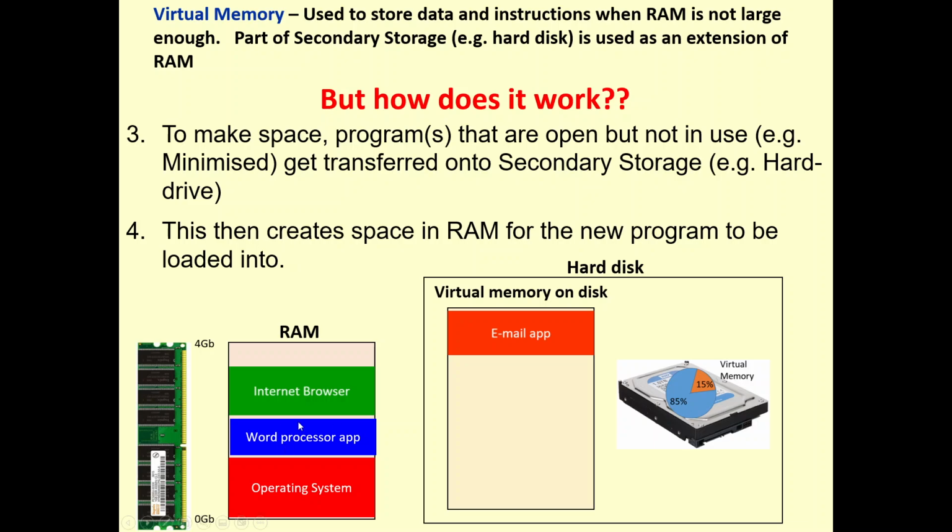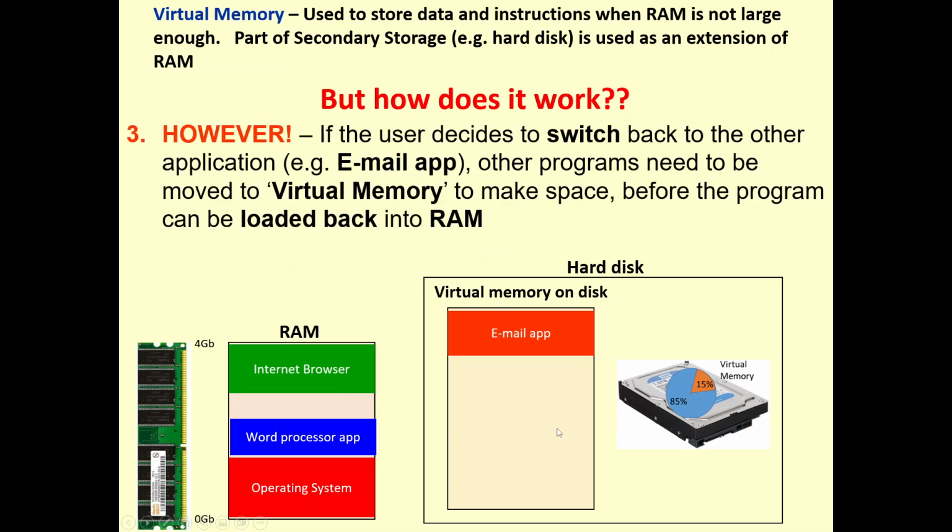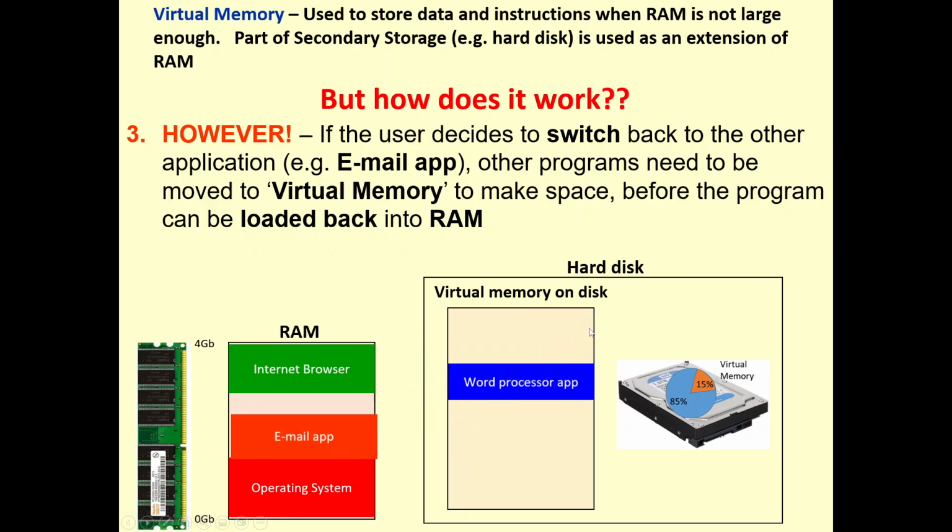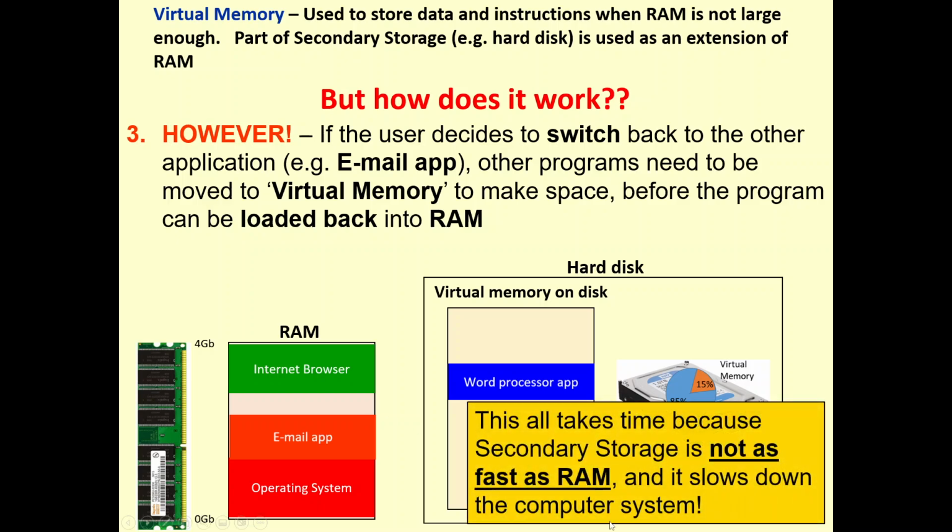However, if I suddenly wanted to use my email program again, something else would have to be transferred to virtual memory, like the word processor, to make space for the email to be loaded back into RAM. You cannot run it directly from virtual memory. So it takes time to load it from virtual memory back into RAM again, and that's why it's slower. It all takes time. As secondary storage is not as fast as RAM, it takes time to move it back.